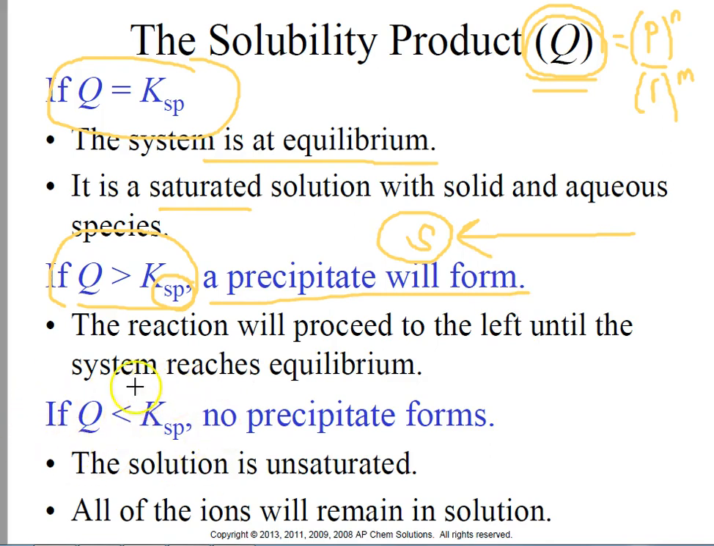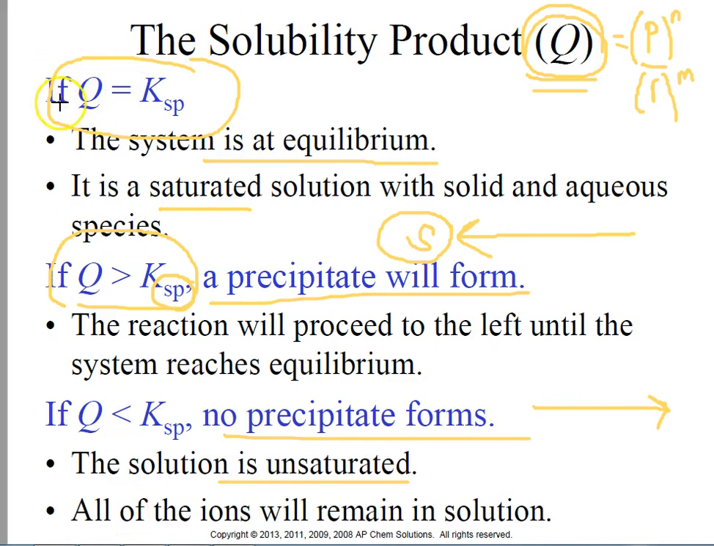However, if Q is less than K, remember, we're going to keep going to the right, and the right is where our ions are, so no precipitate forms. The solution is unsaturated, and all of the ions will remain in solution. So if Q is greater than K, we can say that the solution is saturated, and there's actually extra in there. If Q is less than K, we're not saturated yet, so no precipitate forms.